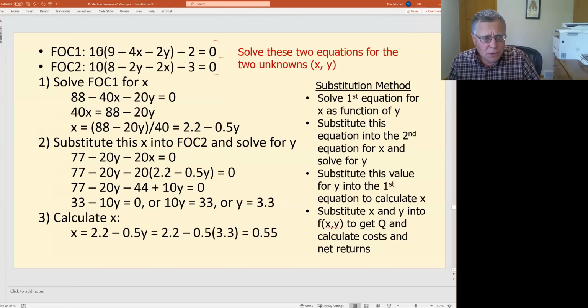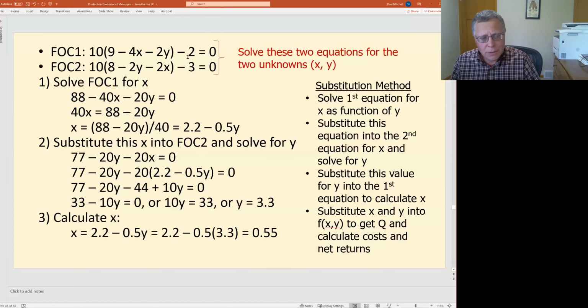So take the first order condition. All I'm doing here is taking the 10, taking the parentheses away, and then combining the numbers. So 10 times 9 is 90, and you got that minus 2, so you get 88. And then 10 times the minus 4x is minus 40x minus 20y. So you get 88 minus 40x minus 20y equals 0.